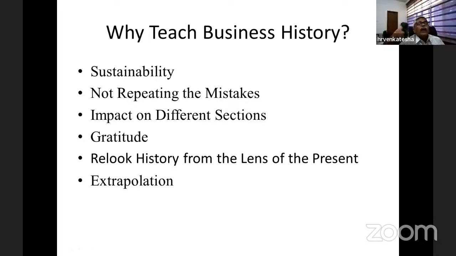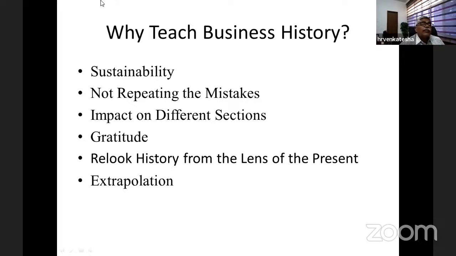I am proposing and propounding the idea of teaching business history in B schools from two perspectives so far. One is the sustainability angle. Another is the angle of not repeating the mistakes we have made. Another very important idea is the impact on different sections. This is one area I am very much concerned about.